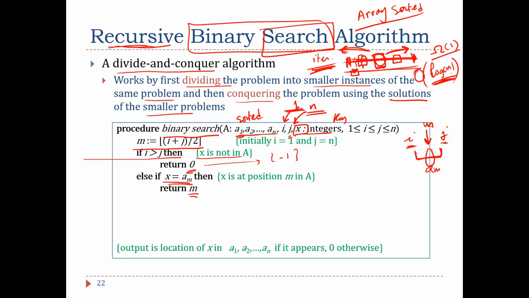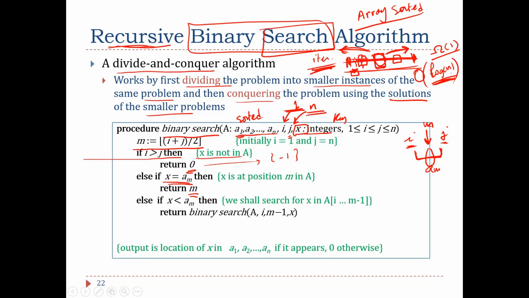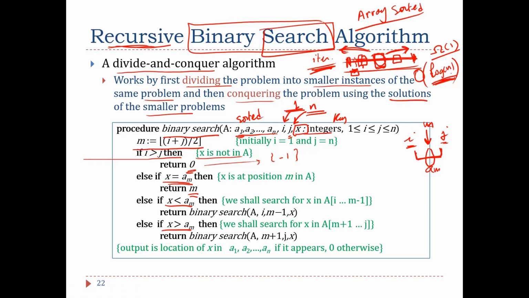But if x is different from a_m, then we will be left with 2 different cases. Either x is less than a_m or x is greater than a_m. If x is strictly less than a_m, it means that it exists in this chunk of the section where we were looking earlier. So this is why we would adjust j and let it stare at m-1, to start looking from i to m-1 at this first half of the section of the array.